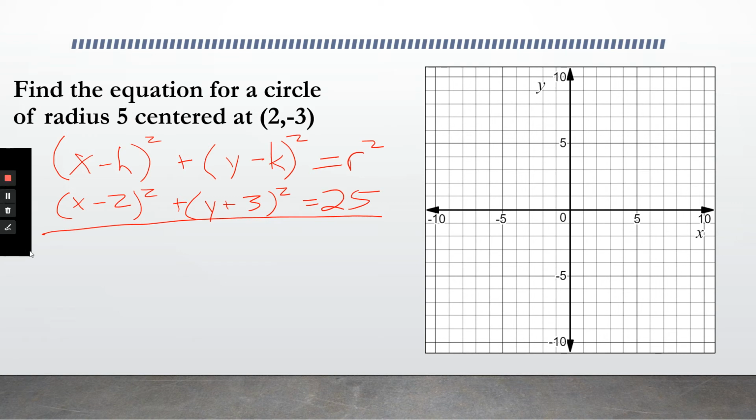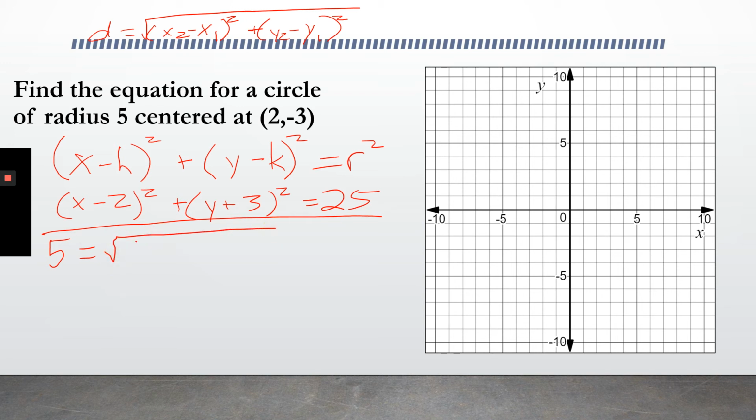If we use that, we can say that the distance is 5. Remember, the distance formula is d equals the square root of (x2 - x1) quantity squared, plus (y2 - y1) quantity squared. All right, so 5 is the distance.